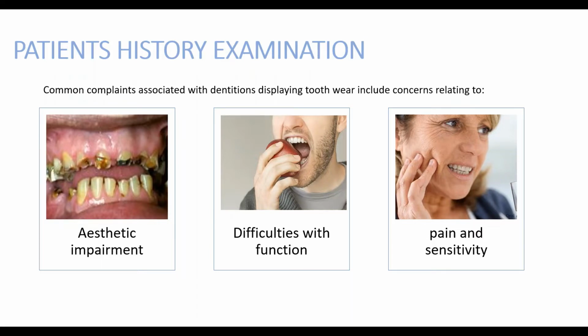The most common complaint of the patient when he visits a dental clinic for rehabilitation is aesthetic impairment. It can be difficulty in mastication, or pain and sensitivity because of occlusal wear. These are the basic patient histories when the patient comes to the clinic with a chief complaint of teeth-related problems like attrition, difficulty in chewing, pain, and sensitivity.